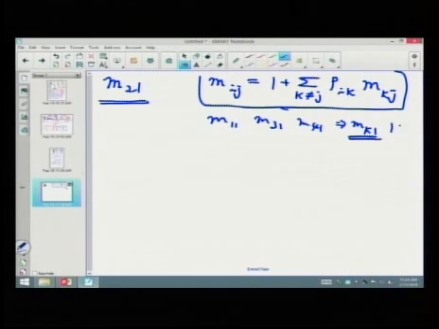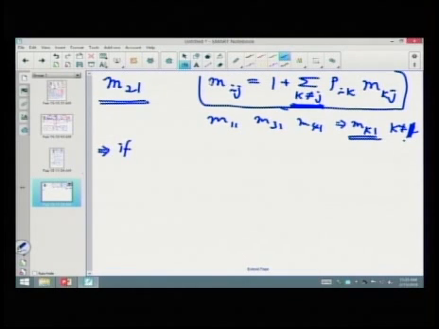In this case, k is not equal to what? 2. Because k is not equal to j. Is that right? No, k should not equal 1, right? Because here k is not equal to j, so k is not equal to 1. Is that right? Okay. So let's do that.